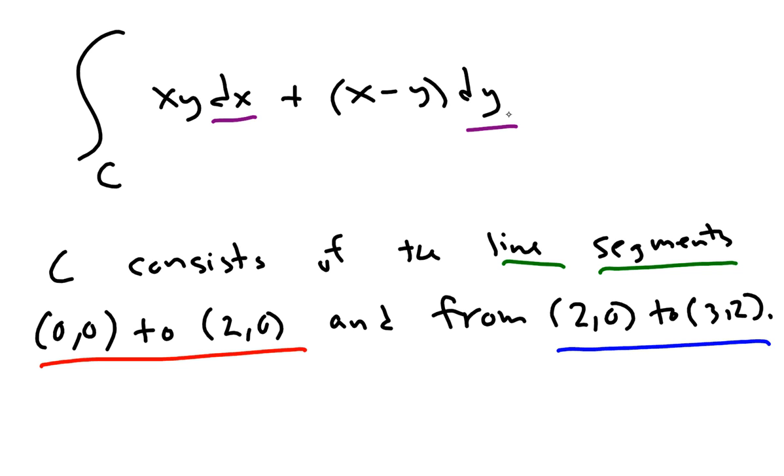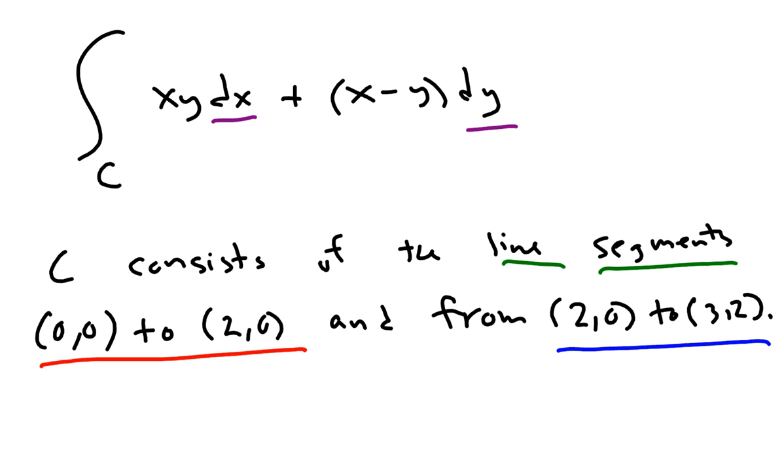But we'll need our parameterization first. Also, since we have two line segments here, we're going to need two integrals that will need to be added together. So first things first, let's draw a picture of our curve C, and let's also try to find the parameterizations. In the first case, let's draw the line segment.